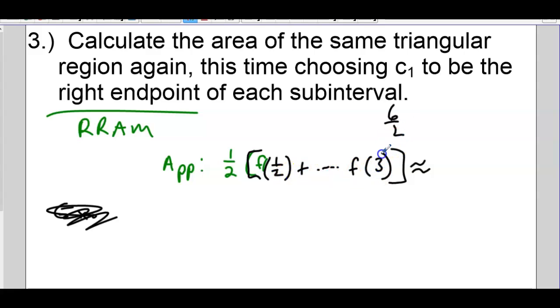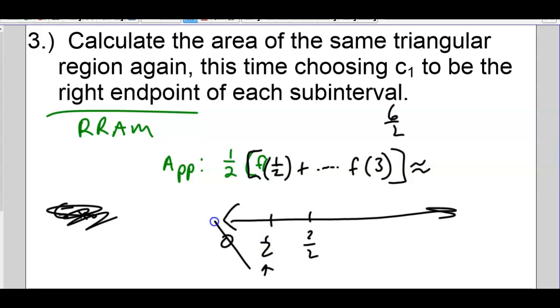3 is 6 halves. So you remember that number line we had, where it was 0, 1 half, 2 halves, right? We start here now. We don't include this one because it's the right Riemann sum. And we go all the way: 3 halves, 4, 5, 6 halves. And that's 3. 6 divided by 2 is 3, because this is the right side.